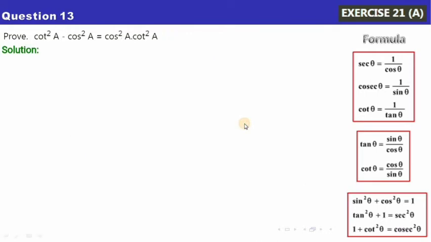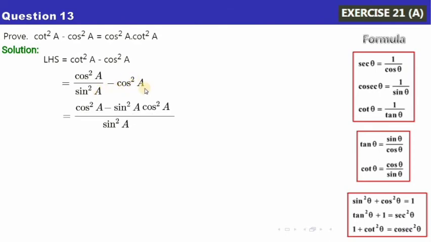Okay, so next we have this one. So I am taking 13. So here in the left hand side we have this one, isn't it? Okay, now see here very carefully. Can I write this as cot square A as cos square A by sine square A? Can I do that? Yes, definitely I can do that.